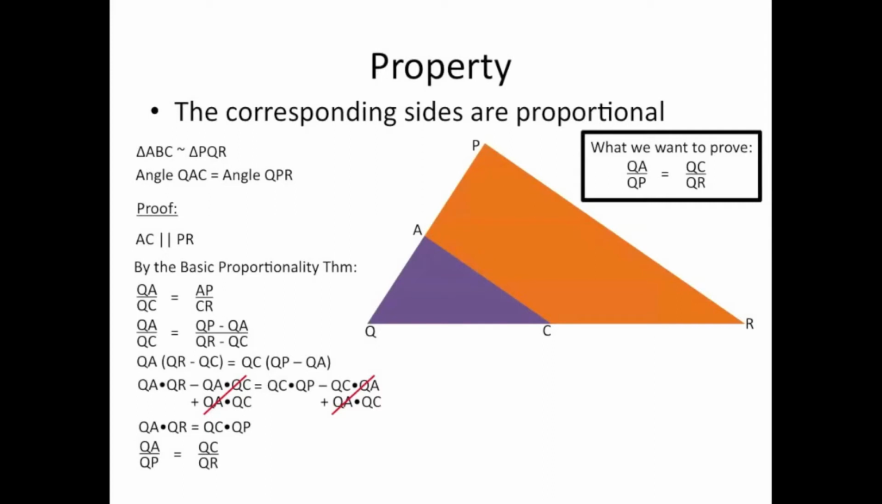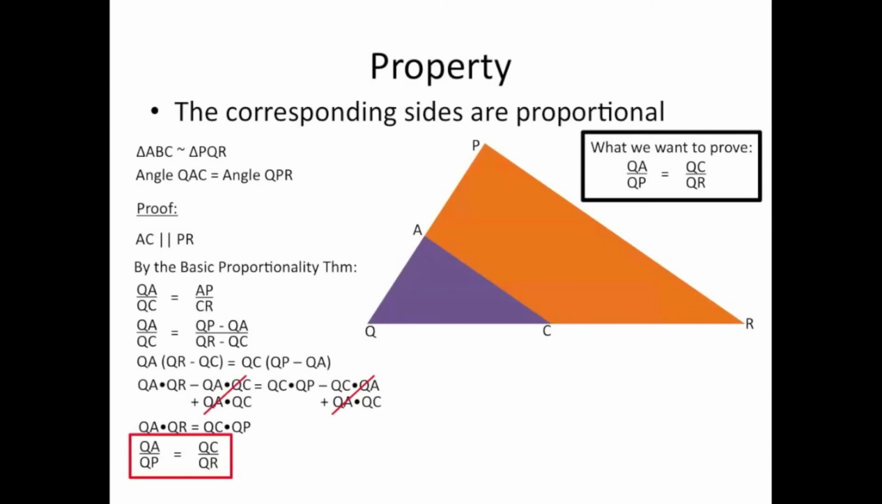If you look back at our box of what we wanted to prove, this is exactly what we were trying to show. So we've proved that the sides of our orange triangle are proportional to our purple triangle. And we already knew from before that they were similar. So similar triangles have proportional sides.